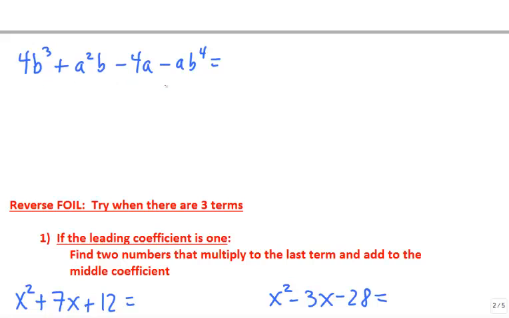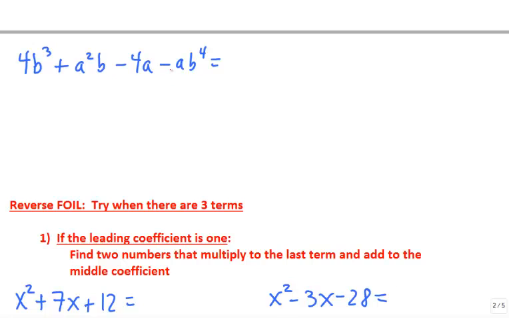So in this example, again, there's no common GCF because there aren't any a's that go into all four terms. Not every term has a b, not every term is divisible by the same constant. So there's no GCF, but there are four terms.